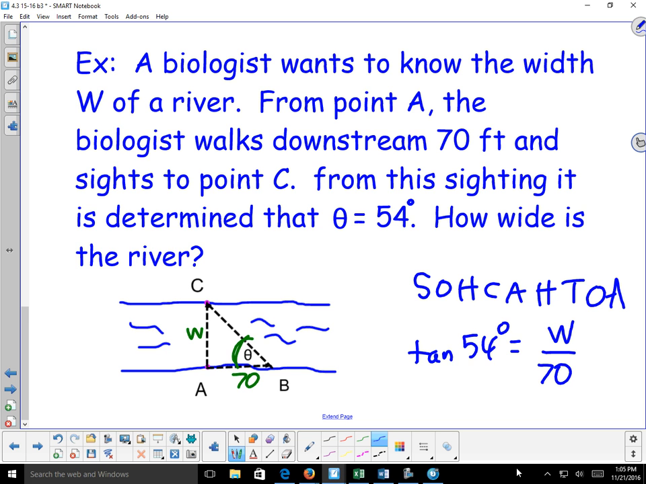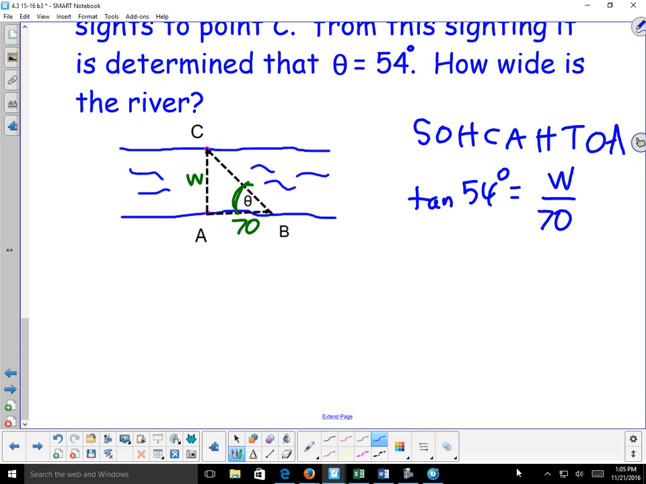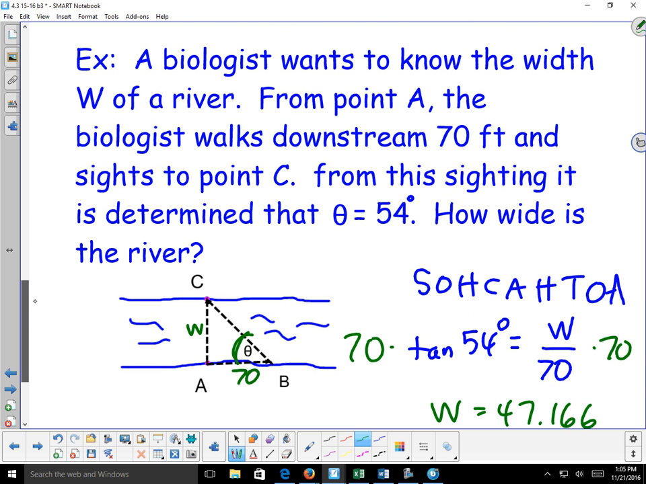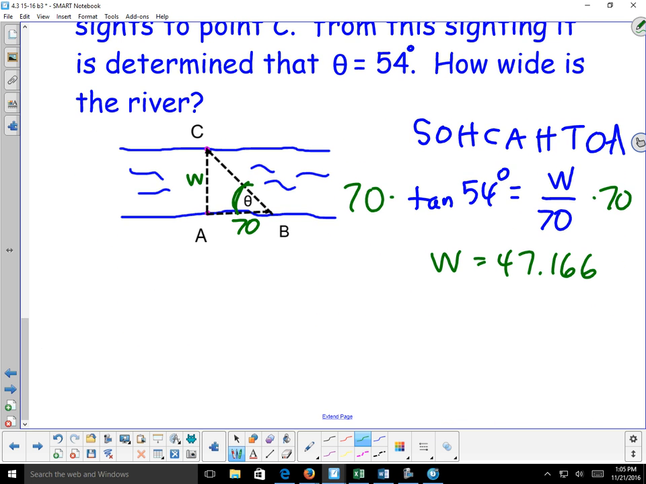So calculators, please. You're going to do 70 times the tangent of 54 degrees. And you're going to end up getting what? 47.166. So W equals 47.166. Do people agree with that? What units would we be talking about here? Degrees. 47 degrees? Wait, oh, we're finding width. It's feet. Feet? Are we okay with it? Yeah.